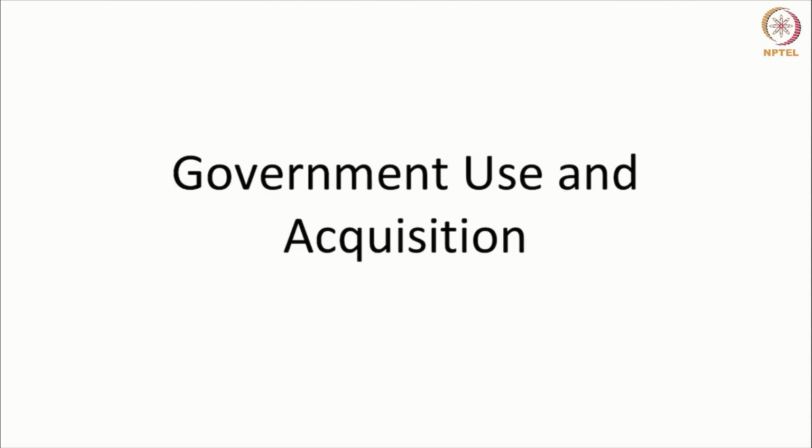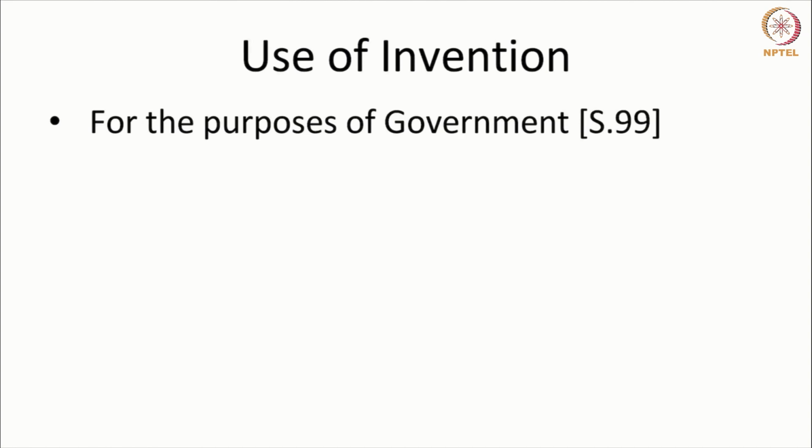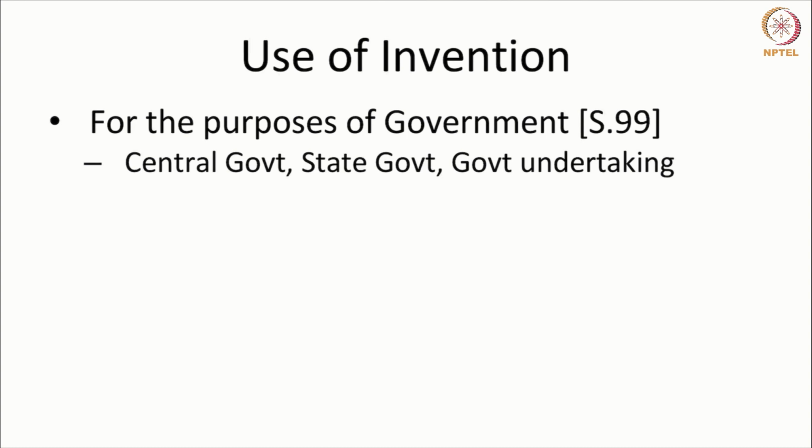Government use and acquisition. The government has the power to use certain inventions that are covered in a patent. This could be done for the purposes of the government. The central government, the state government, or a government undertaking can initiate these proceedings.